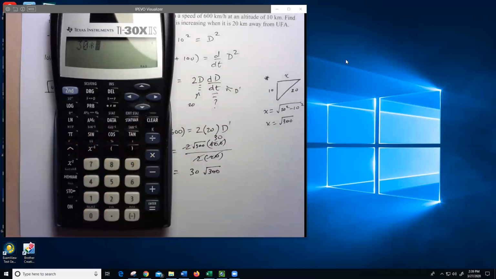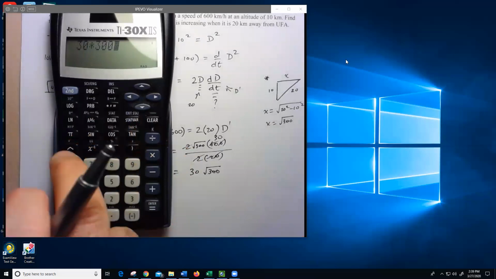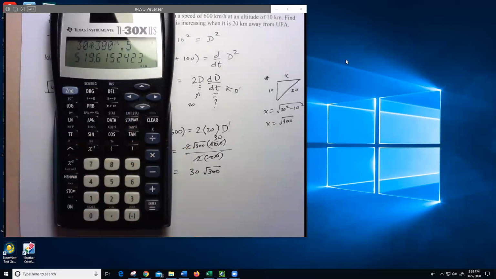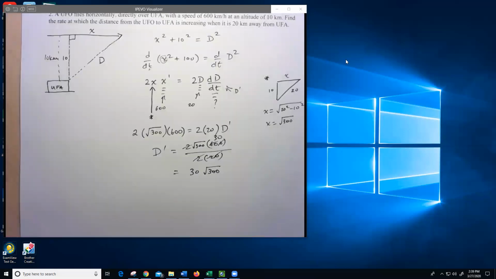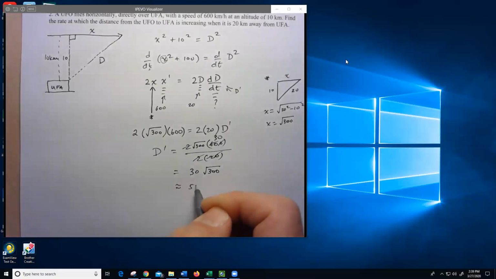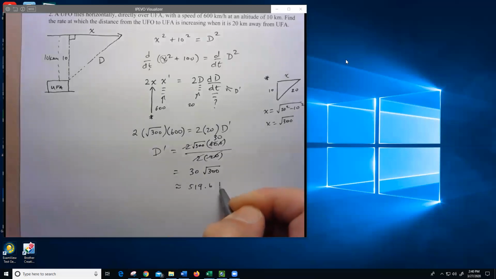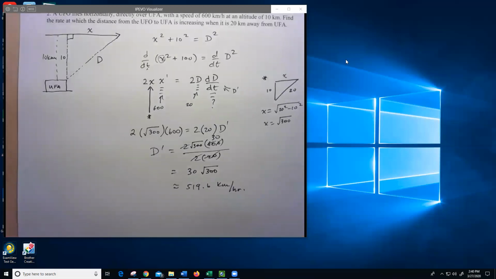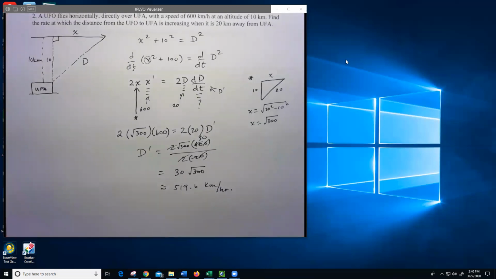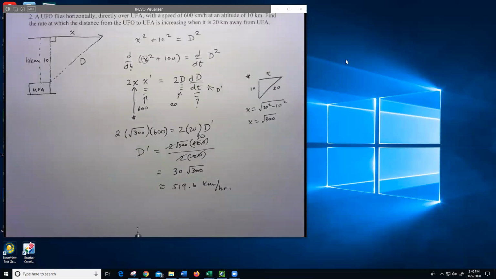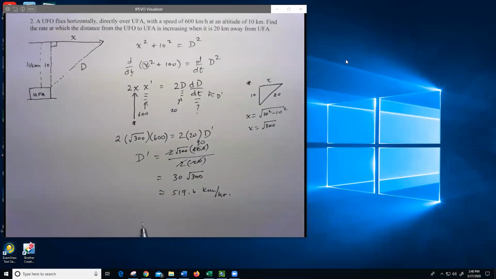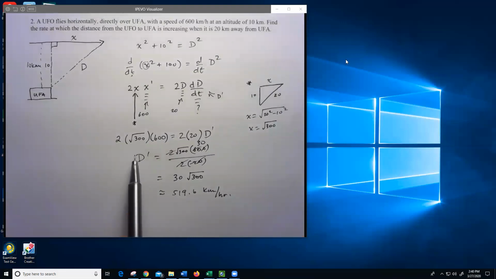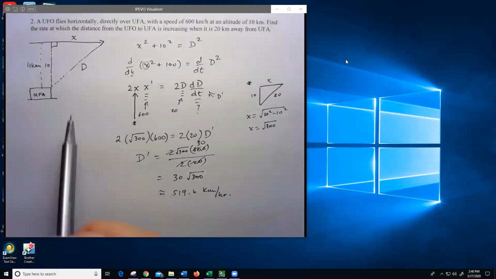So 30 times 300 to the exponent 0.5, and that's 519.6. So that's about 519.6 kilometers per hour. And again, this idea that when we're talking about a speed, we want to talk about how it's changing with respect to time. It's not that we're never interested in the rate of change with respect to another variable, but often it's time. Okay, so Ali, do you want to maybe ask it out loud, if you don't mind?